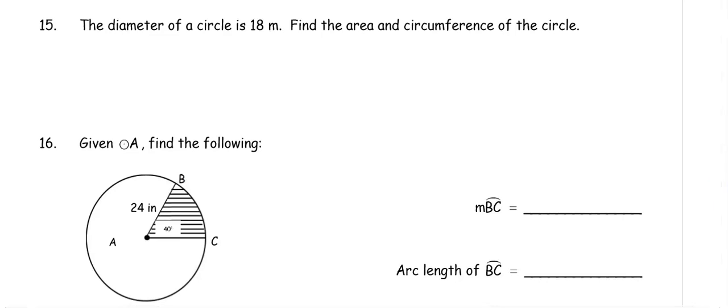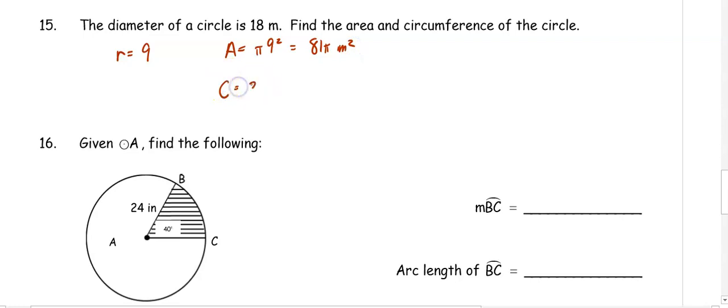Number 15, the diameter of a circle is 18 meters. Find the area and the circumference. So if the diameter is 18, we can divide that by 2 to get the radius is 9. So to find the area, it would be pi 9 squared, which is equal to 81 pi meters squared. Circumference is 2 pi r, so 2 pi times 9, which would get us 18 pi meters.